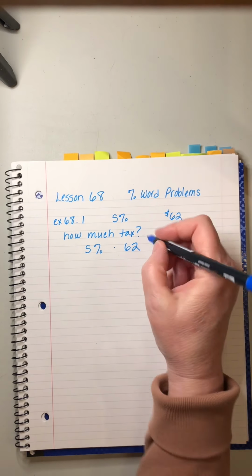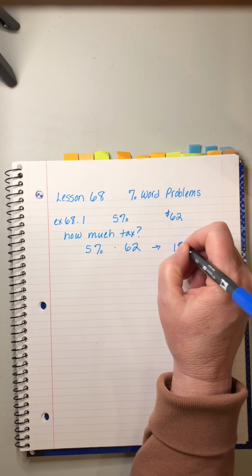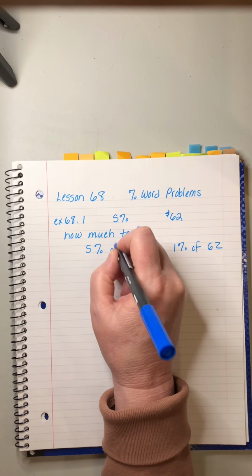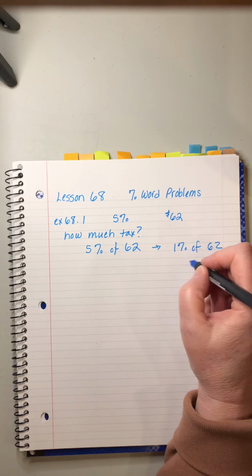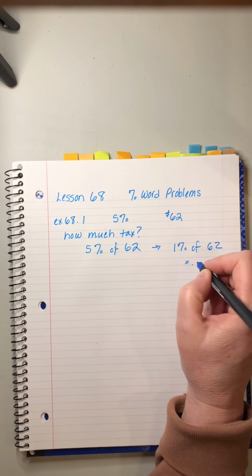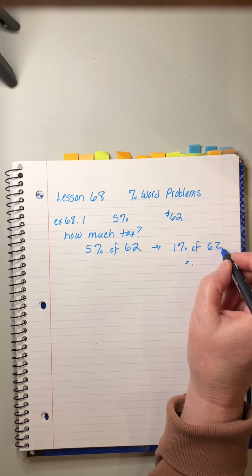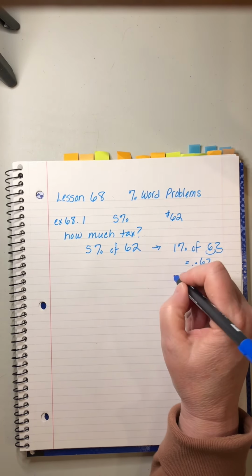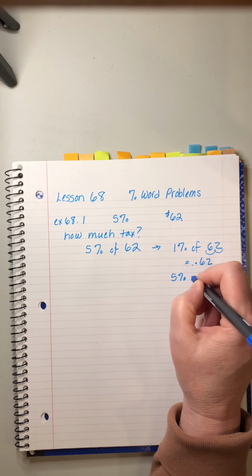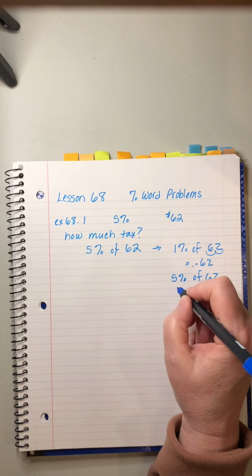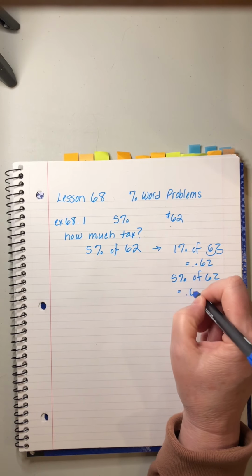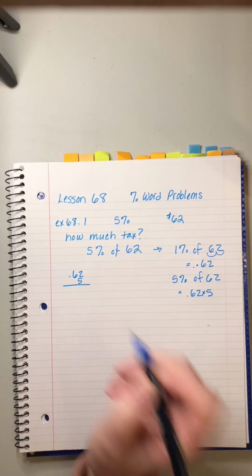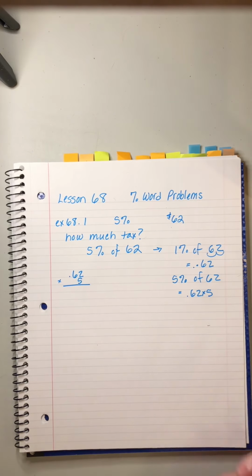Do you remember the problems that we did where we figured them out by saying, okay, what's 1% of 62? And we could write this as of or as multiplication. 1% of 62 equals point, right? We move the decimal place twice, 1, 2. So it's 0.62. And so 5% of 62 equals 0.62 times 5. We'll do our multiplication over here, neat and tidy.